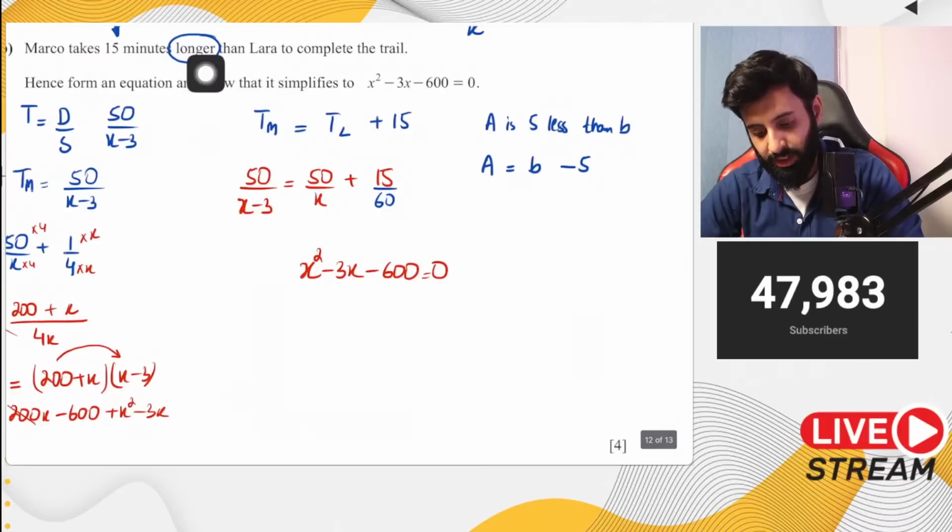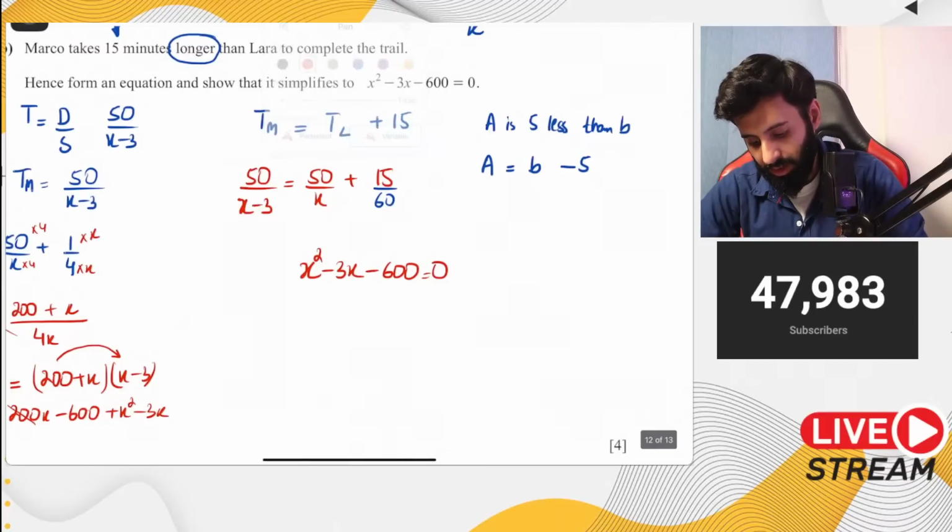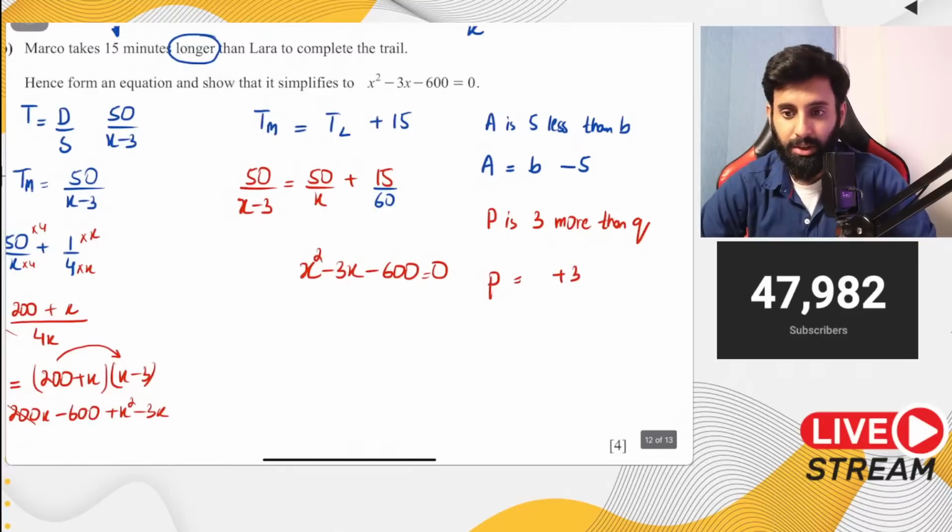Just like that, if let's say the question said that P is 3 more than Q. So what does that mean? That means P is 3 more means plus 3. 3 more than what? 3 more than Q. There you go. Yeah, you can do that as well.